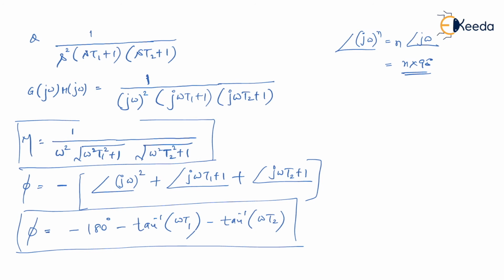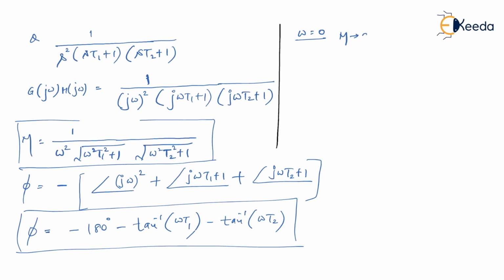Fine. Since we have magnitude and phase value, let us substitute omega equal to 0 and omega equal to infinity. So when we substitute omega equal to 0, what will the magnitude be? Since omega equal to 0, the denominator will become 0 and the ratio will become infinity. So magnitude is infinity, isn't it? And let us check the phase angle. It is tan inverse of 0, which is 0. So what is remaining is only the constant part, which is minus 180 degree. That's it. Let us go for omega tending to infinity.